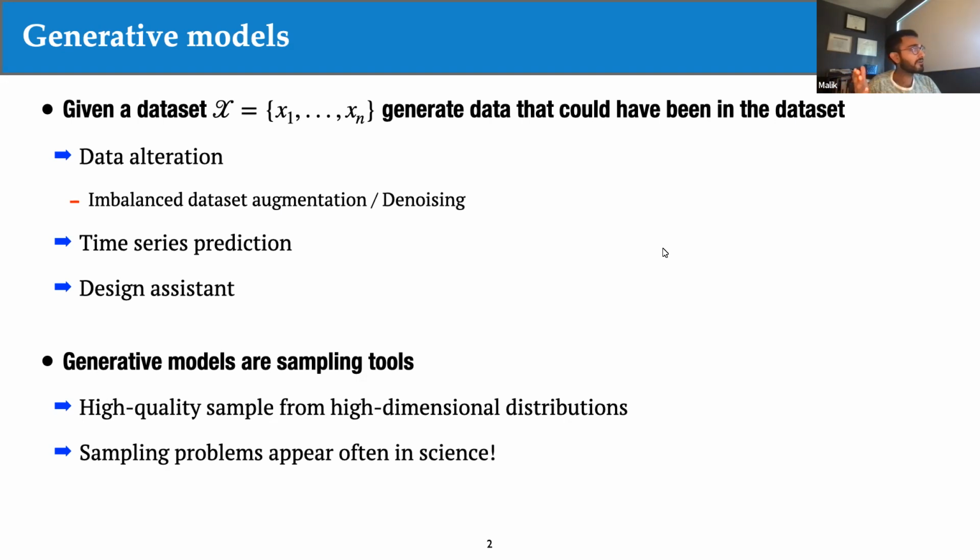And this has application for a variety of topics. For example, for data augmentation, let's say you have a classification task, but you have an underrepresented class, and you may want to rebalance the data set by generating data on the underrepresented class. Or for denoising, where you want to, for example, generate data at a higher resolution or generate missing data. It can also be useful for time series prediction, where you generate data in the future, or as a design assistant in the industry, getting a lot of traction right now, to generate possible designs that meet some engineering requirements. And so what I want to tell you today is that these generative models are nothing else than sampling tools, where we can draw samples at high quality from high-dimensional distributions with relatively small support. And sampling problems do happen quite a lot in many areas of science.